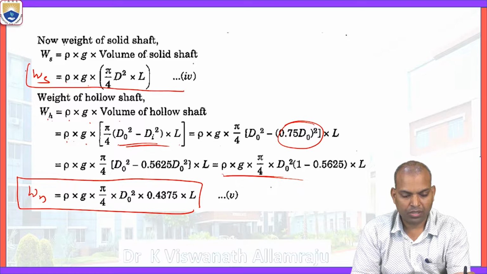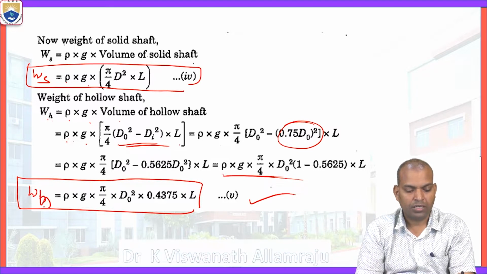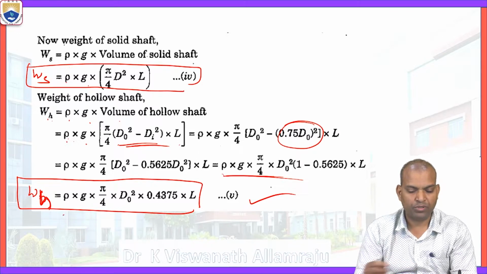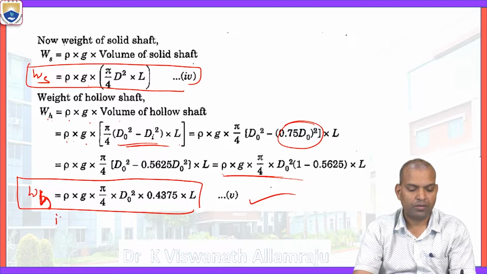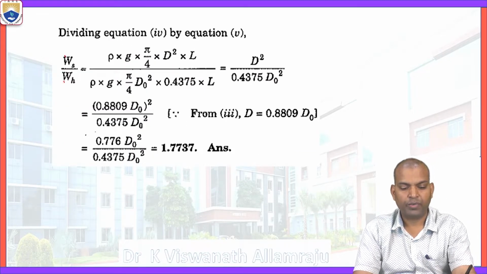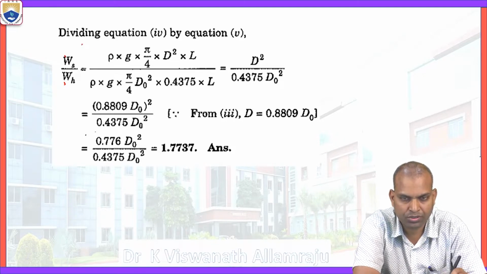This is the weight of the solid circular shaft, and this is the weight of the hollow circular shaft. So we want the ratio of solid to hollow, that is Ws by WH. That means equation 4 by equation 5. Substitute here the weight of solid shaft and weight of hollow shaft.